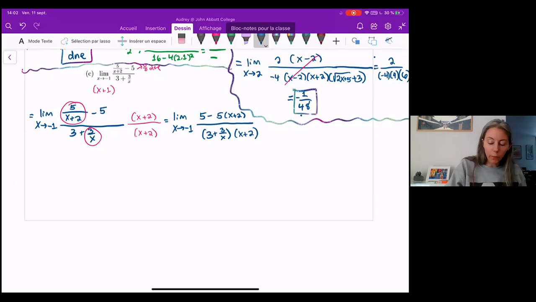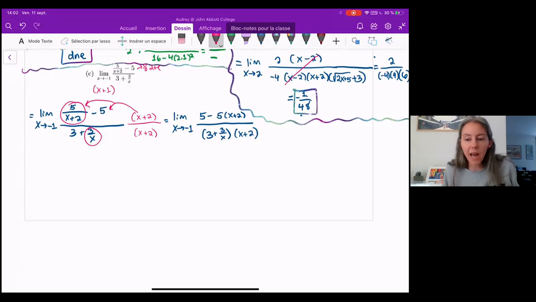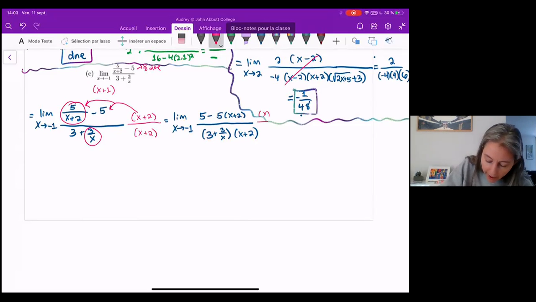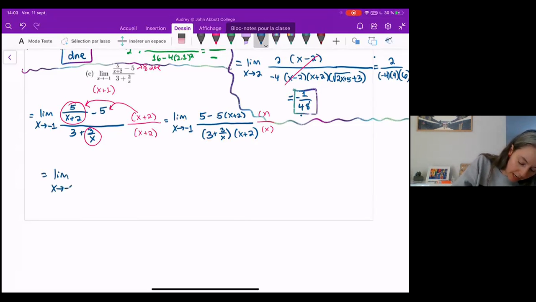Now remember, what we're doing here is we're distributing that to each of the terms in the numerator. I don't need to distribute it in the denominator because there was no fraction with an x plus 2 on the bottom in the denominator. So I can leave that separated like that. So now I'm going to deal with the denominator and I'm going to multiply by x over x. And so this will give me the limit as x approaches negative 1.